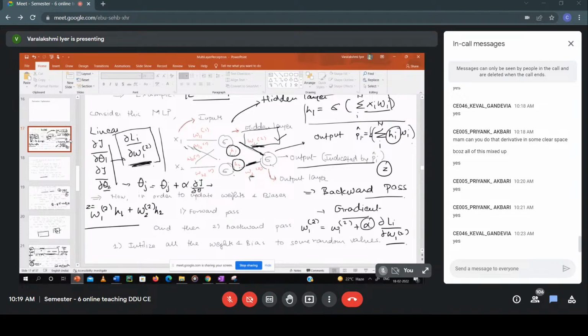So I just calculated del L by del W12 for this particular connection. Similarly, you can calculate for this connection also, del L upon del W22, which will be of similar form. In this case also, you will calculate with the help of the chain: first W22 will impact your Z value, the Z value will impact your Pi hat value, and Pi hat will impact your loss value. Are you getting this point?